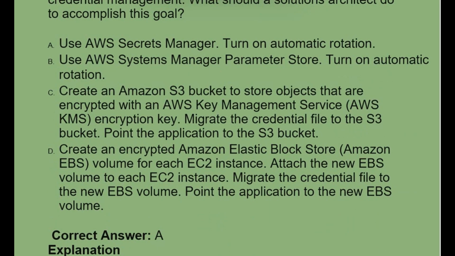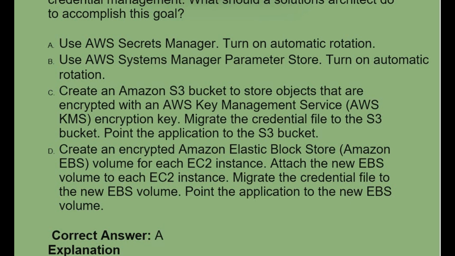Option A, use AWS Secrets Manager, turn on automatic rotation. Option B, use AWS Systems Manager Parameter Store, turn on automatic rotation. Option C, create an Amazon S3 bucket to store objects that are encrypted with an AWS Key Management Service (AWS KMS) encryption key. Migrate the credential file to the S3 bucket. Point the application to the S3 bucket.